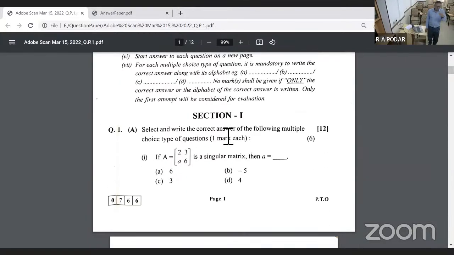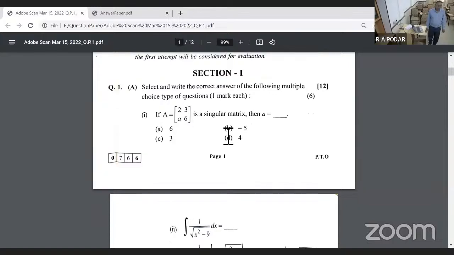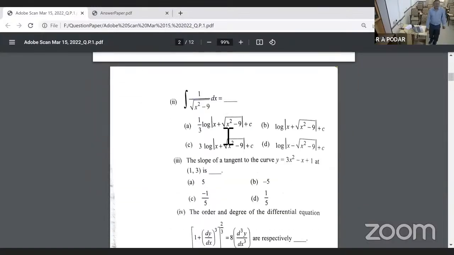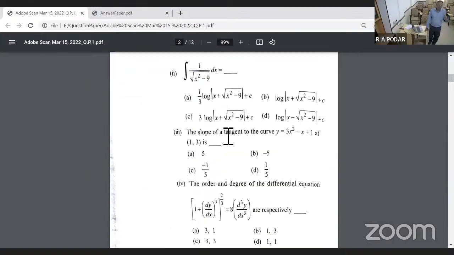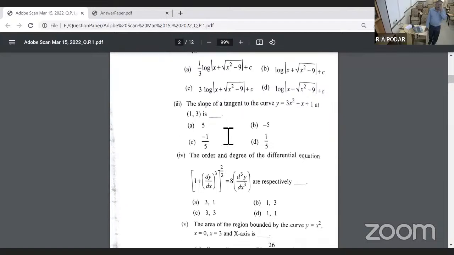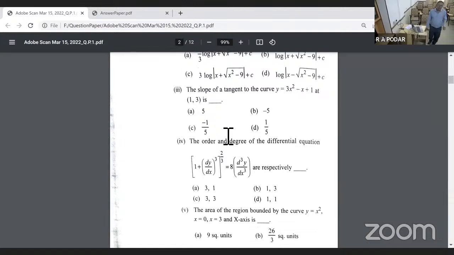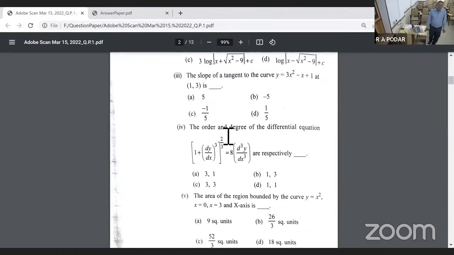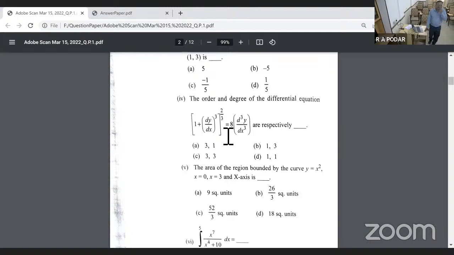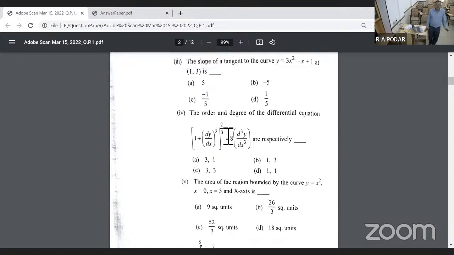Okay. And second question is depending on the formula. So you have to choose the correct option. So option B is correct here. And in the third question, slope of the tangent they have asked. That you have to solve and then you can answer. Before solving, you don't answer any question. That is the suggestion. Here you have to solve actually and give the answers.